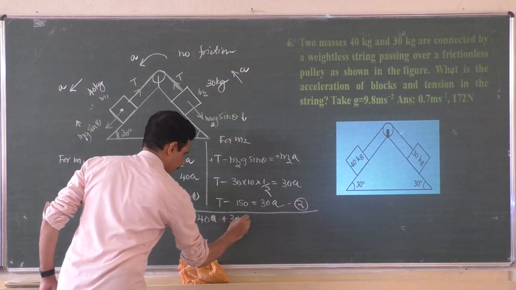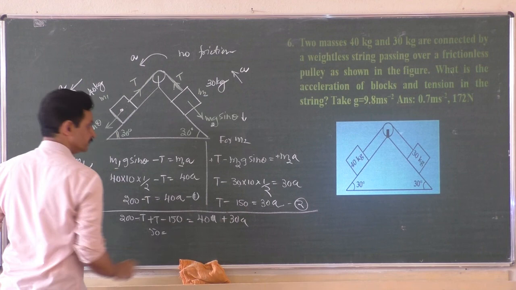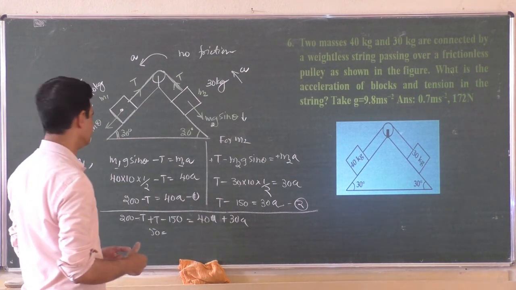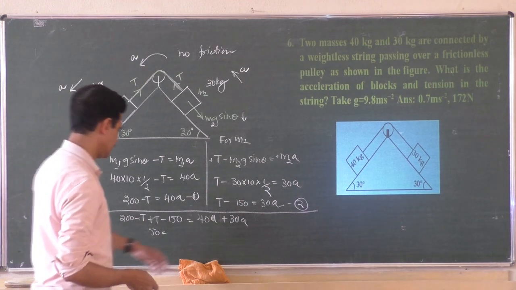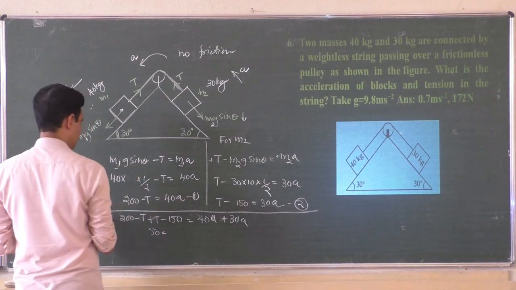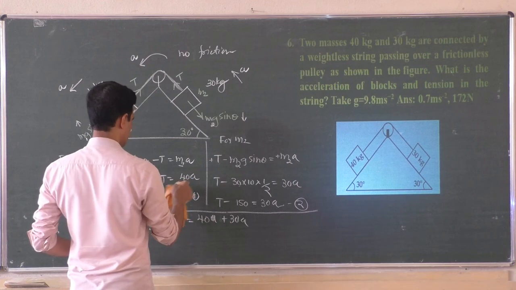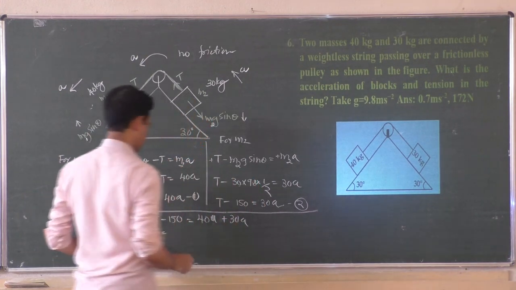40A plus 30A, T gets cancelled. 50 is equal to... oh, I should have taken 9.8, right? G is 9.8. Shall we repair it then? Yes, 9.8 is given. So 9.8. And here also one 9.8. Yes, it needs to change in a couple of places.